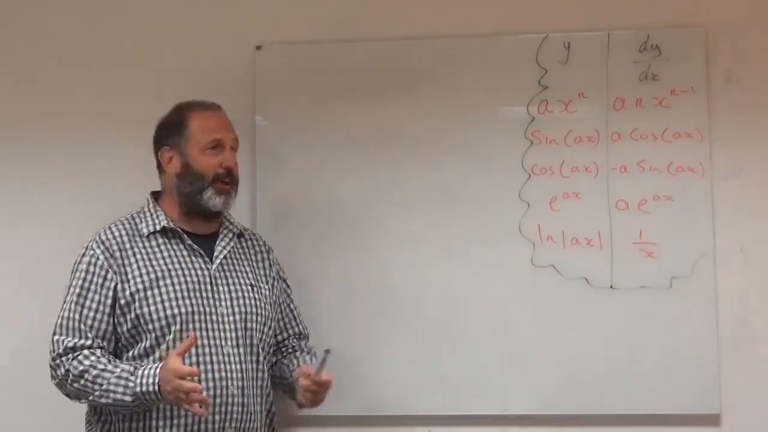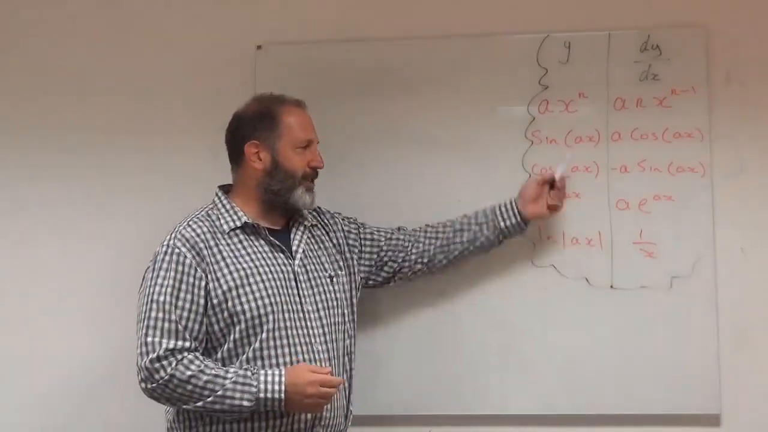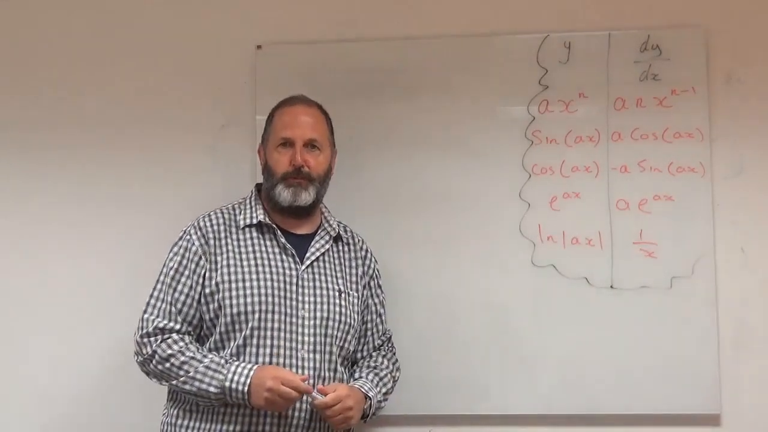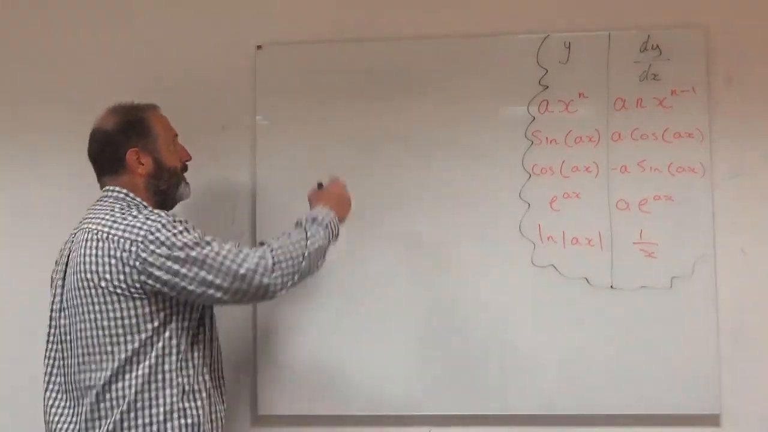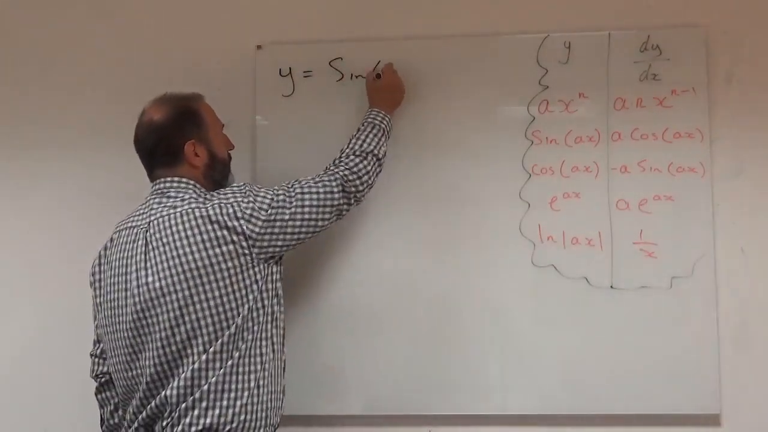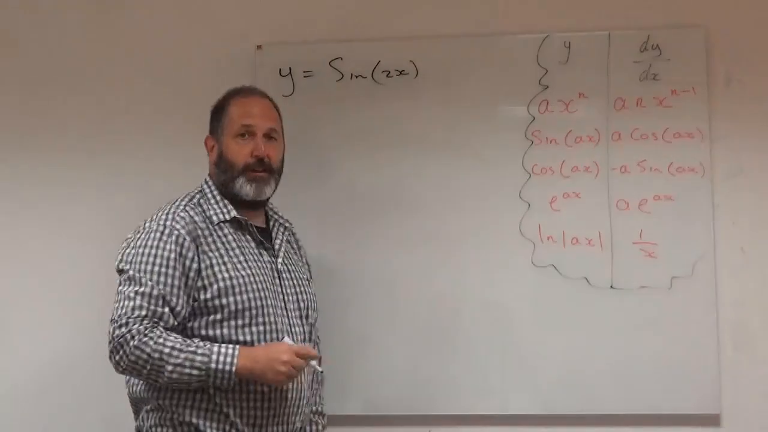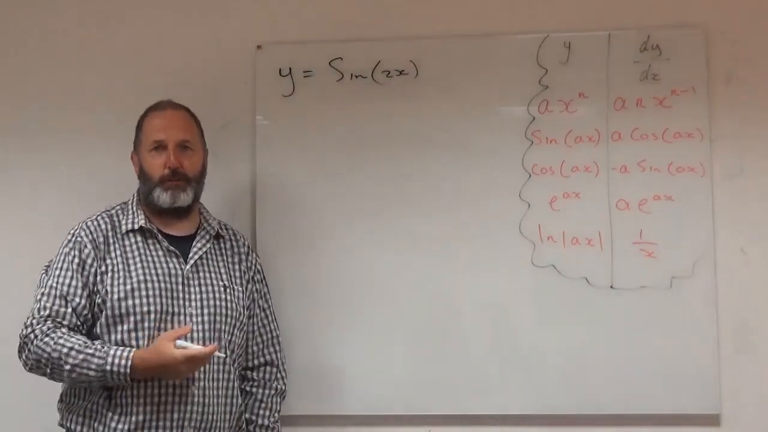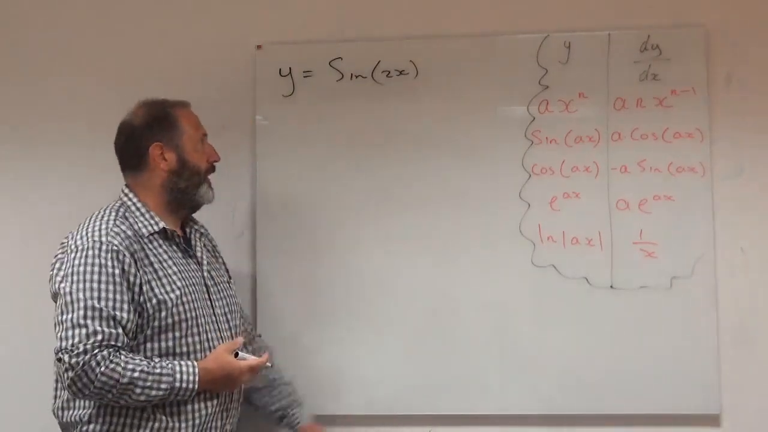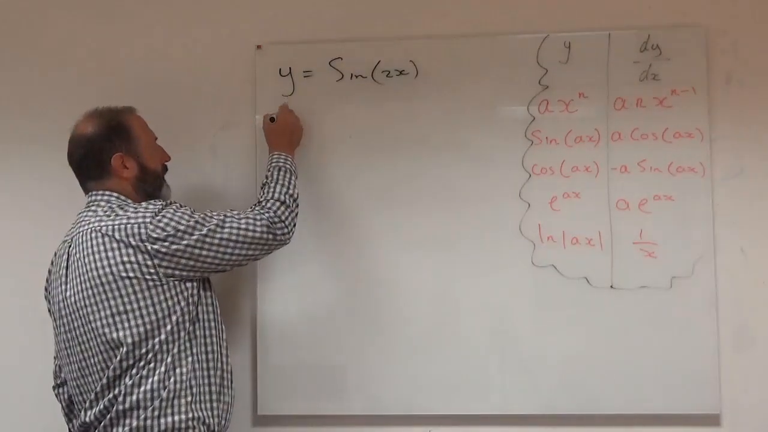Okay, so in this video we're going to be looking at a small version of a differentiation table and just working through a few examples. Okay, let's start off with y equals sine of 2x. We want to be able to differentiate this. We want to be able to find the first derivative or the gradient function.